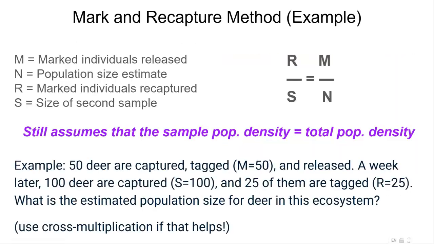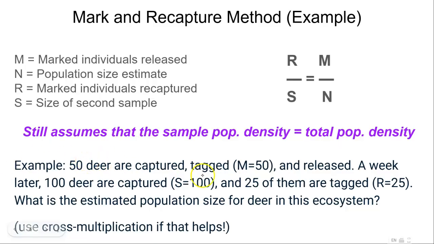Mark and Recapture method still works with equivalent fractions, as did the quadrat method, so we can apply cross multiplication if we assume that our sampling density reflects the overall density. We'll go over these terms in just a second. I think it's going to be easier if we go directly into the problem. So let's read this example.